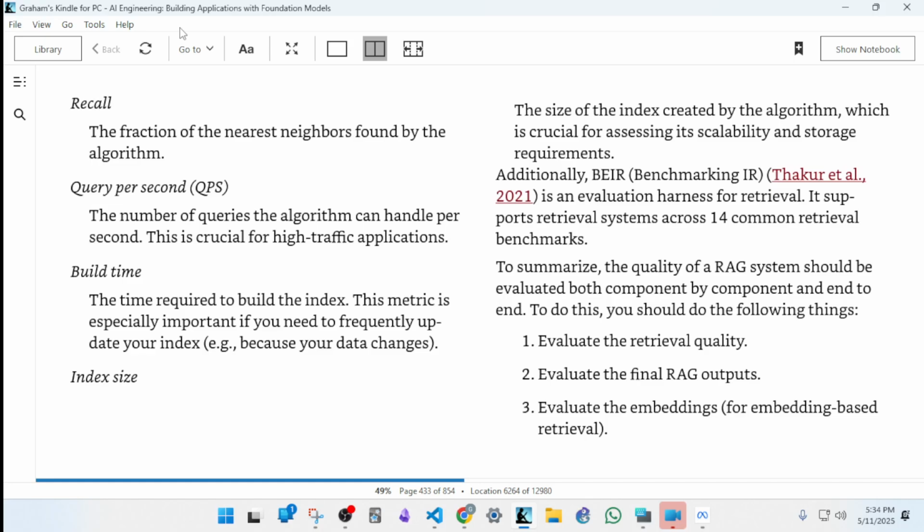To summarize, the quality of a RAG system should be evaluated both component by component and end to end. To do this, you should do the following things. Number one, evaluate the retrieval quality. Number two, evaluate the final RAG outputs. Number three, evaluate the embeddings for embedding-based retrieval.